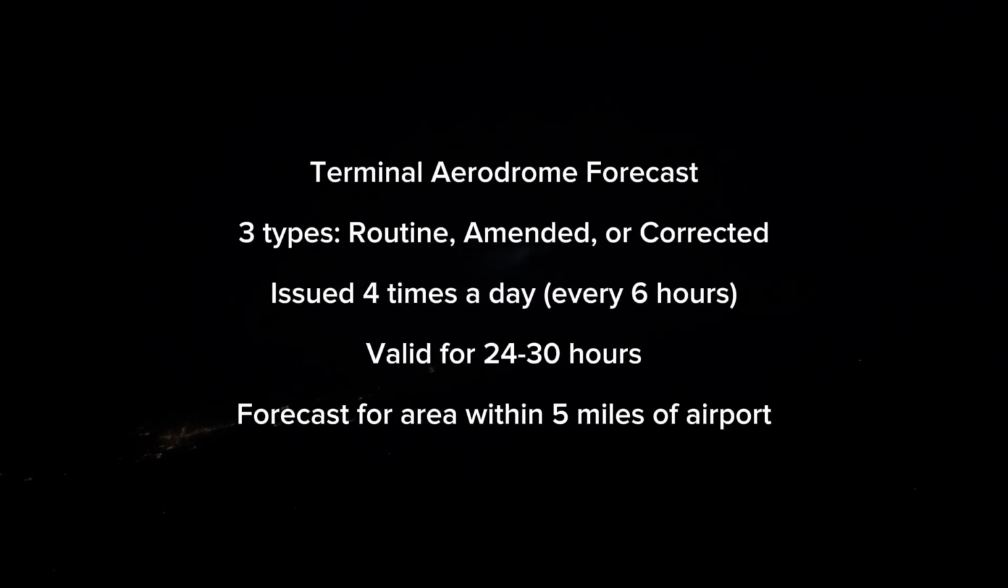What is a TAF? Valid times, area of coverage? Terminal aerodrome forecast. 3 types: routine, amended, or corrected. Issued 4 times a day, every 6 hours, valid for 24 to 30 hours. Forecast for area within 5 miles of airport.